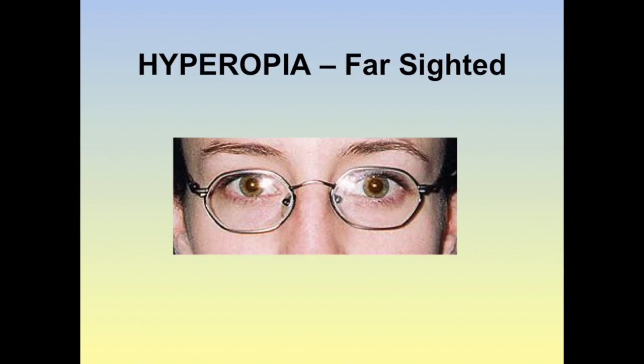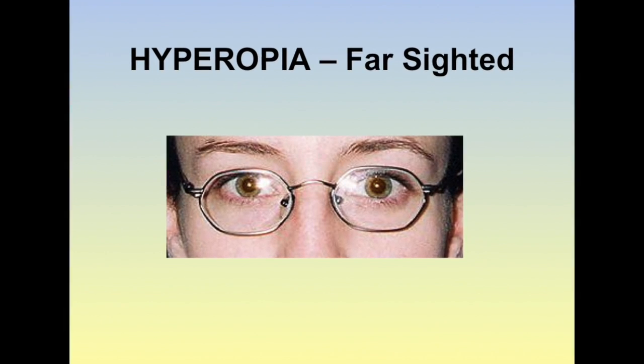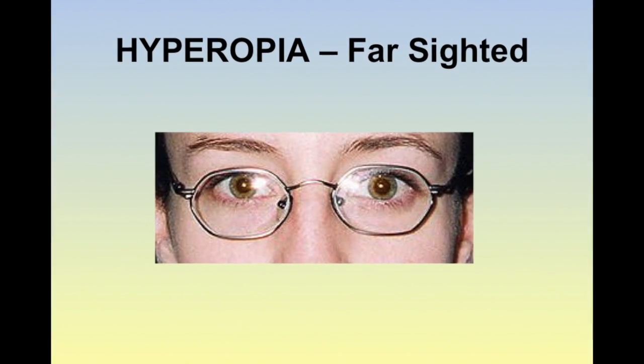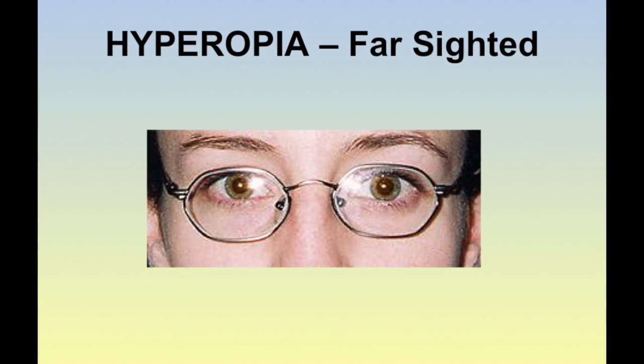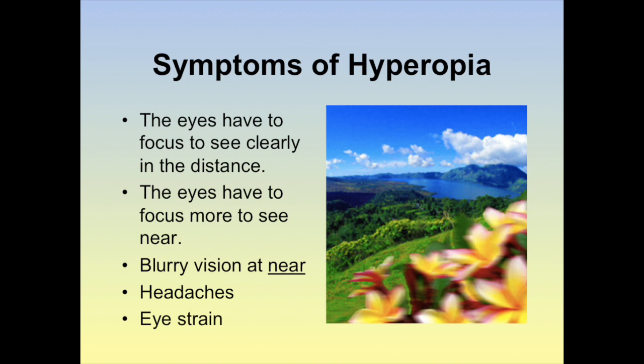For hyperopia, we have the opposite problem. You look at their glasses, you'll actually notice that their eyes look bigger behind the lens. Patients with hyperopia, they tend to see objects in the distance clearly, although they have to force their eyes a little bit to see those objects in the distance. And then objects up close tend to be out of focus.